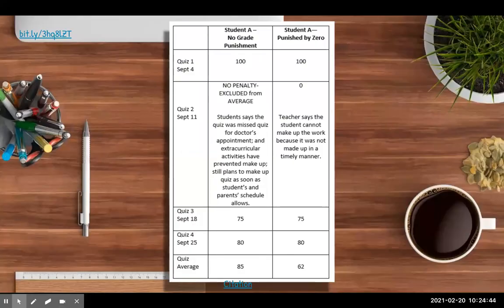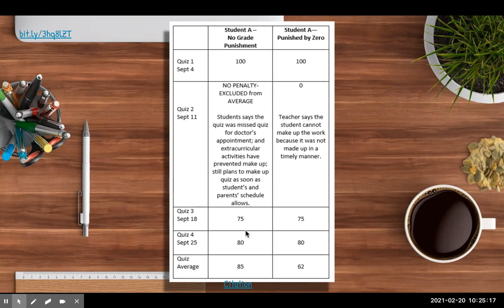So let's look here at 2 different students. We have student A with no punishment, excuse me, and this student over here does have a punishment. So they both got 100% on their quiz. Woohoo, rock on. This one here has no penalty. The student says the quiz, they missed it for a doctor's appointment, extracurricular activities, and so on. This one says the teacher says the student cannot make up the work because it needs to be done in a timely manner. They had a hard deadline and by George, they're sticking to it.